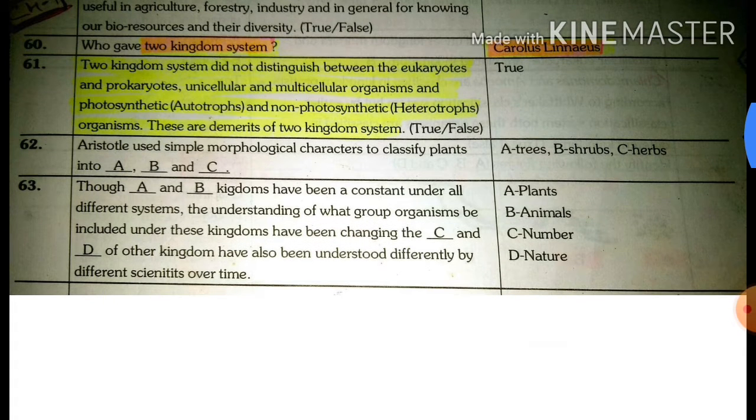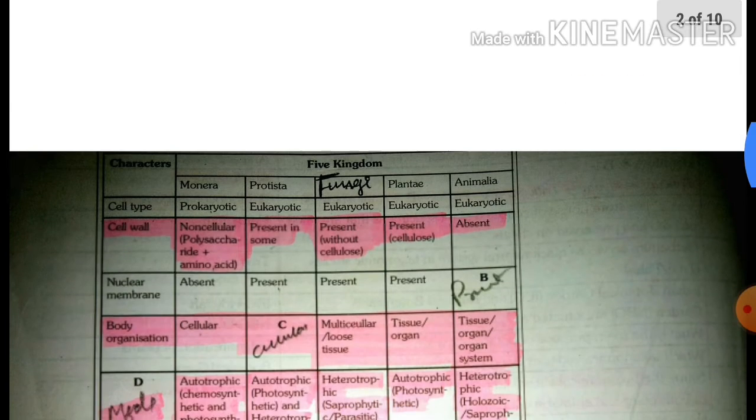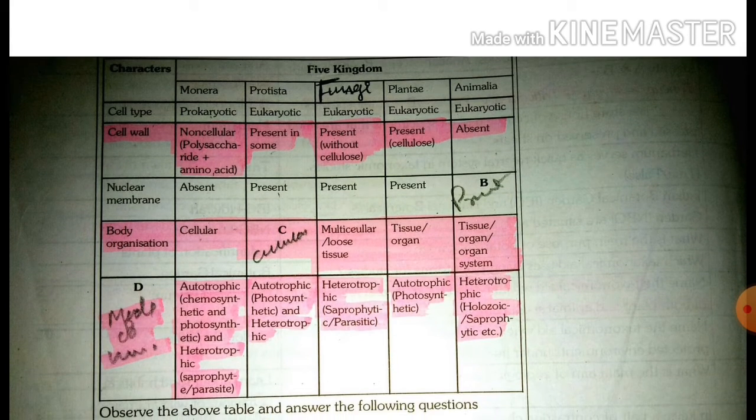Though plant and animal kingdoms have been constant under all different systems, the understanding of what groups of organisms should be included under these kingdoms has been changing. The number and nature of other kingdoms have also been understood differently by different scientists over time. Next, this box is so important.